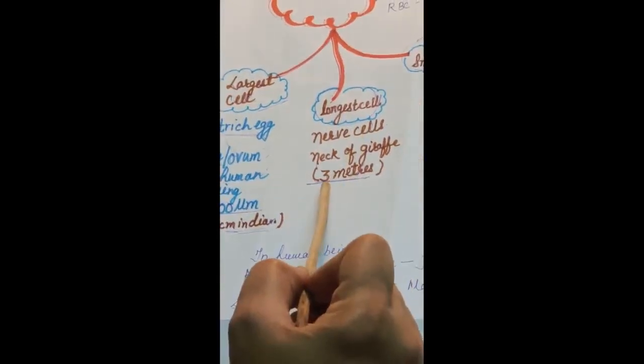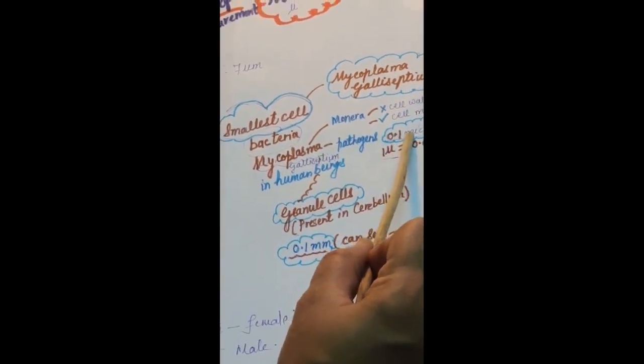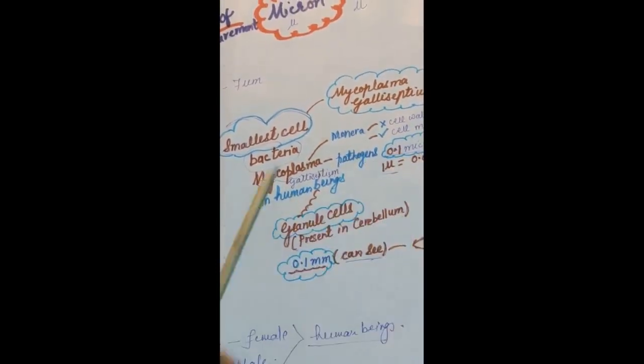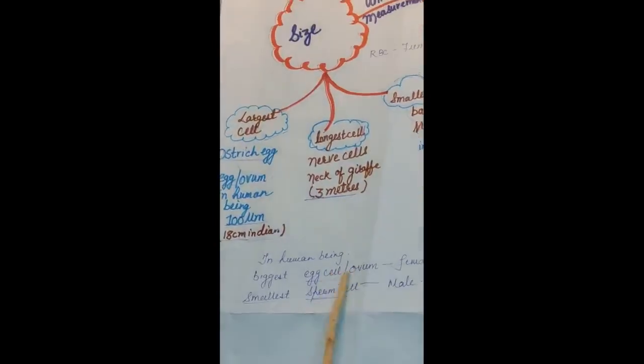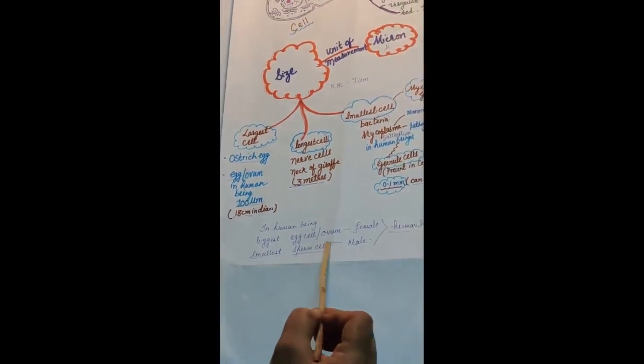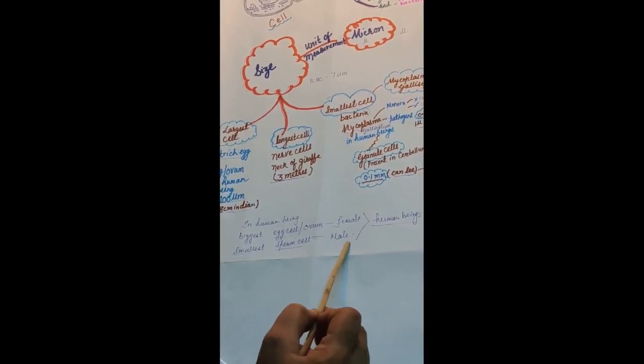Longest cell has got a size of 3 meters. Smallest cell has got 0.1 micrometer or micron. Now in human beings, which is the biggest cell? It's the egg cell or ovum, which is there in female. Which is the smallest cell? In human beings, it is the sperm cell, which is present in male.